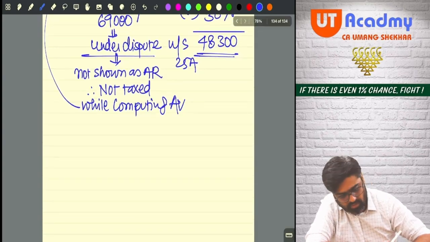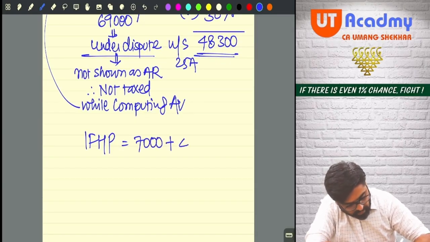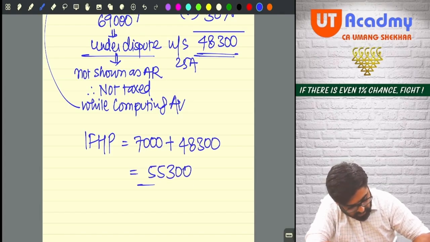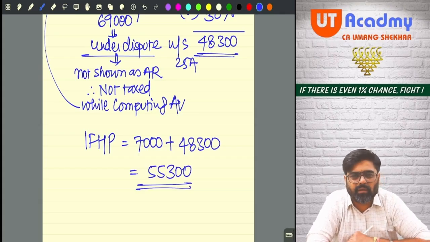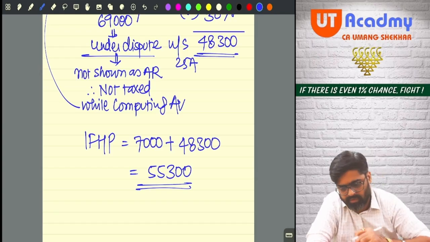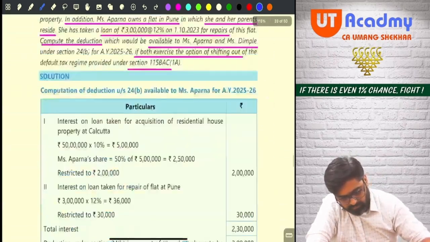Yes or no? So income from house property head, how much will be taxable? 7,000 plus 48,300. Total amount will be 55,300. Everyone. Easy or difficult? Easy, no? Perfect. Very good. Come on. Now let's do question number 11.